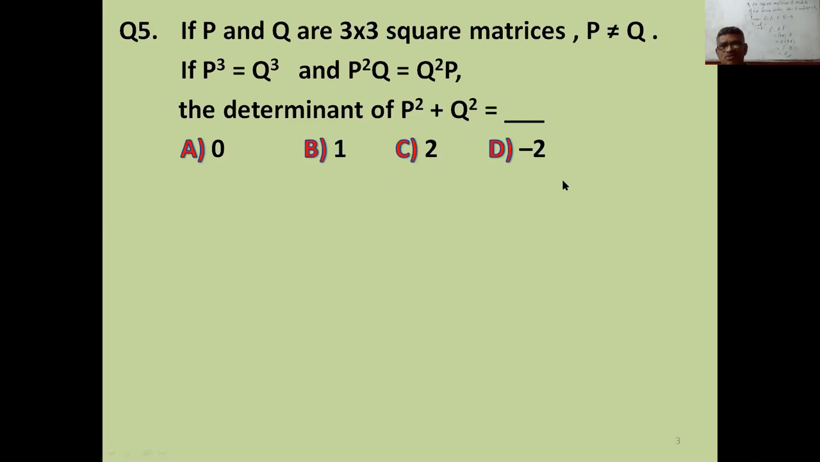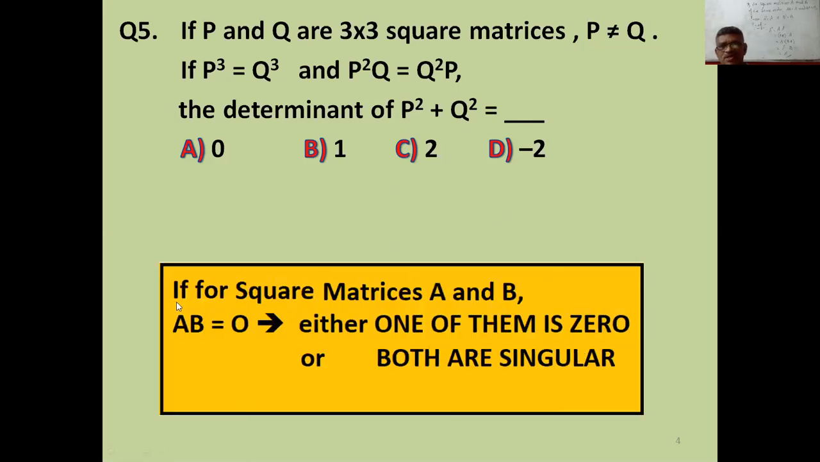Okay, let us go. See, you have to remember one thing. I clarify once again. If for square matrices A and B, AB equal to 0 implies either one of them is 0 or both are singular. That means either one of them is a 0 matrix or both are singular, means determinant A and determinant B both will be 0. That is what we mean by singular. Here it is not determinant A or determinant B being 0, it is both are singular. Either one of them is 0. If one of them is a 0 matrix, the other need not be singular. But if both of them are non-zero matrices, then both of them are singular matrices.